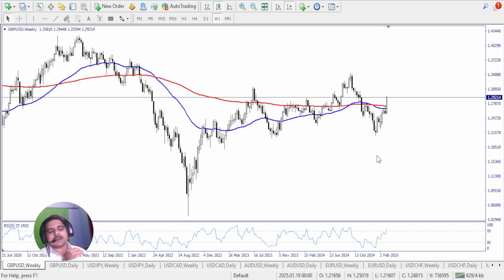And in the mid of January I gave a very fantastic long-term trade giving us 620 pips. So congratulations to all of you for that.